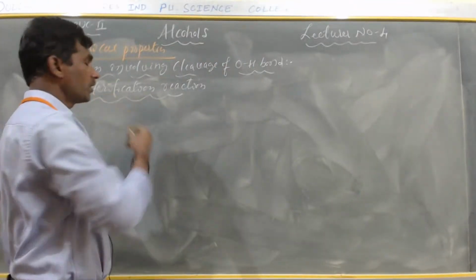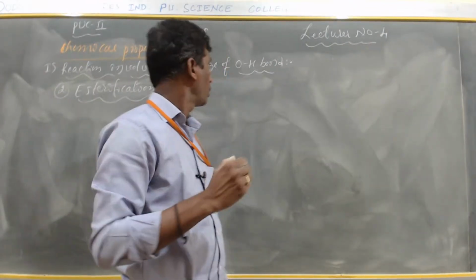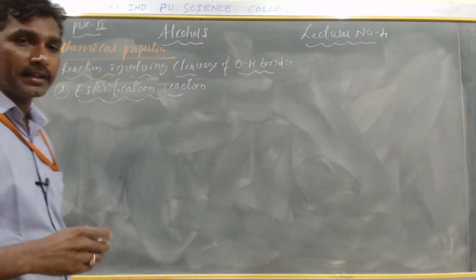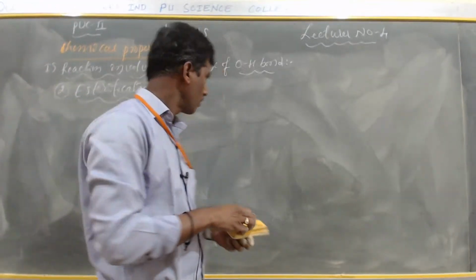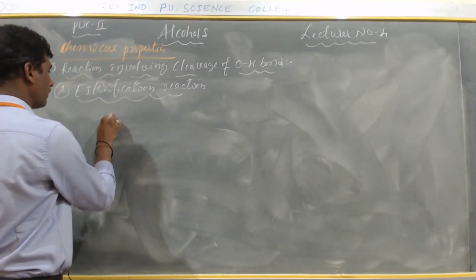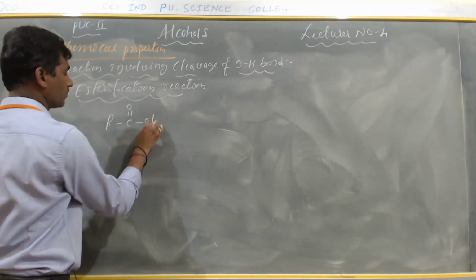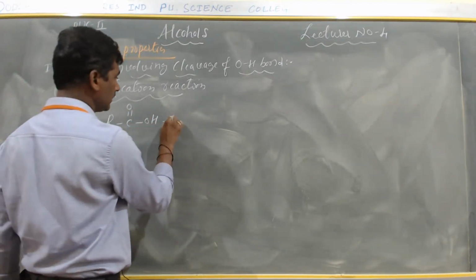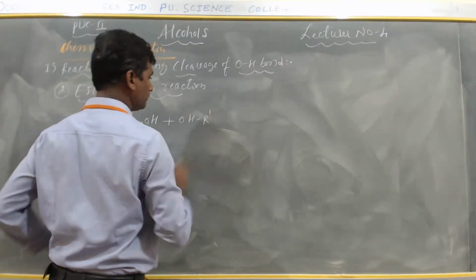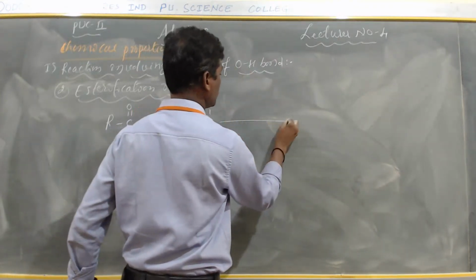So what we have discussed: the reactions involving the cleavage of the O-H bond. The first is reaction with metal. The second is the esterification reaction. What is this esterification reaction? Very important. So now I can take RC double bond OH, this is a carboxylic acid, which reacts with alcohol in the presence of concentrated sulfuric acid.